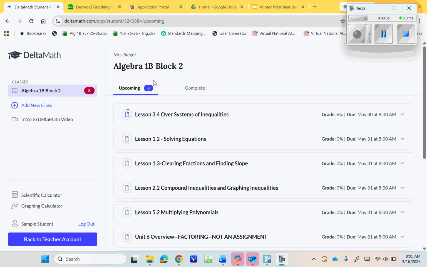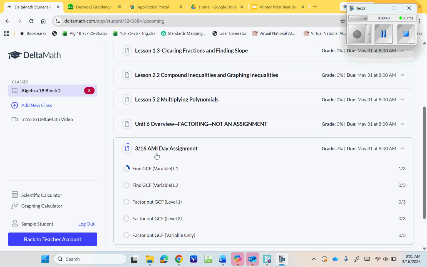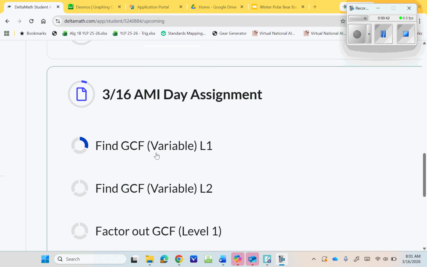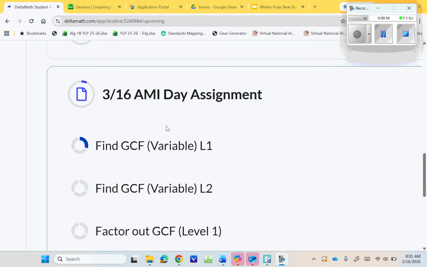So I've created a Delta Math assignment for you. I want you to go to the 3/16 AMI day. And while you're watching this video, you might pause it and go to Delta Math, because I'm going to be going through each section with you, so you know exactly what to do. By the end of this video, you should have your assignment done.